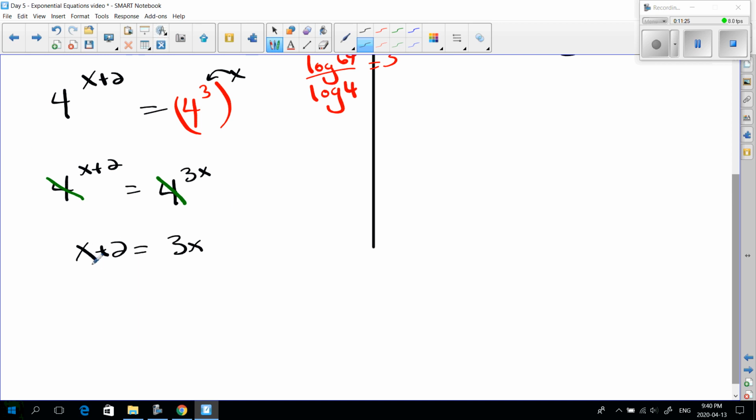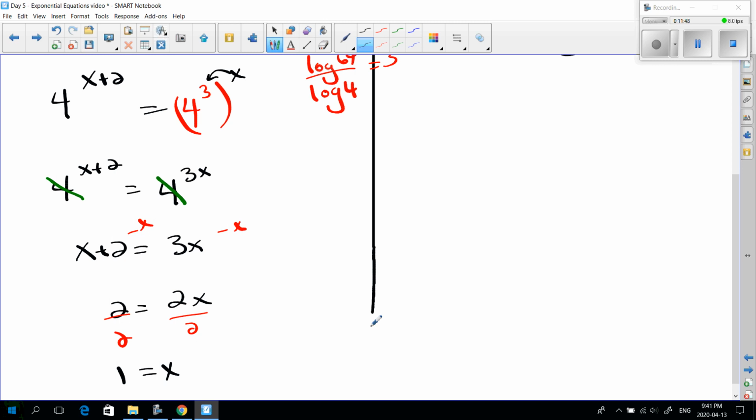Okay. x plus 2 equals 3x. Now I'm just simply solving for x. So I can subtract x from both sides. I would get 2 equals 2x. Divide both sides by 2. And I will get x equals 1, or 1 equals x.